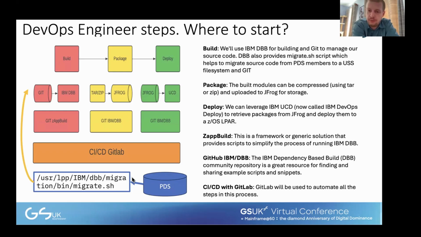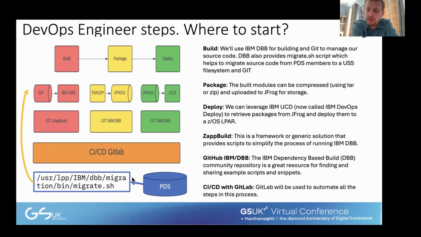Once the build is successful, we move to the package stage. Here, we compress the build modules using tar or zip, and we upload them to an external repository, for example, JFrog Artifactory. In this stage, we use another open source project from GitHub, which provides scripts that make this process a little bit easier as well. After that, it's time to deploy.